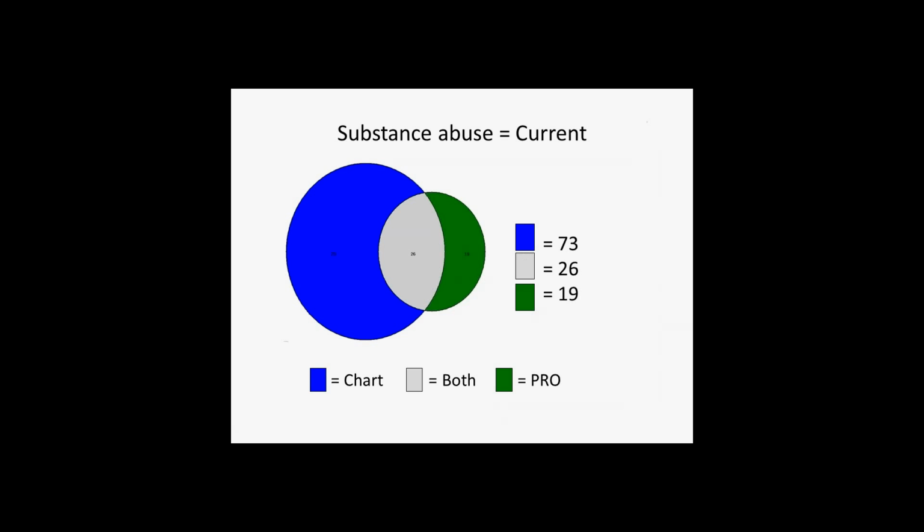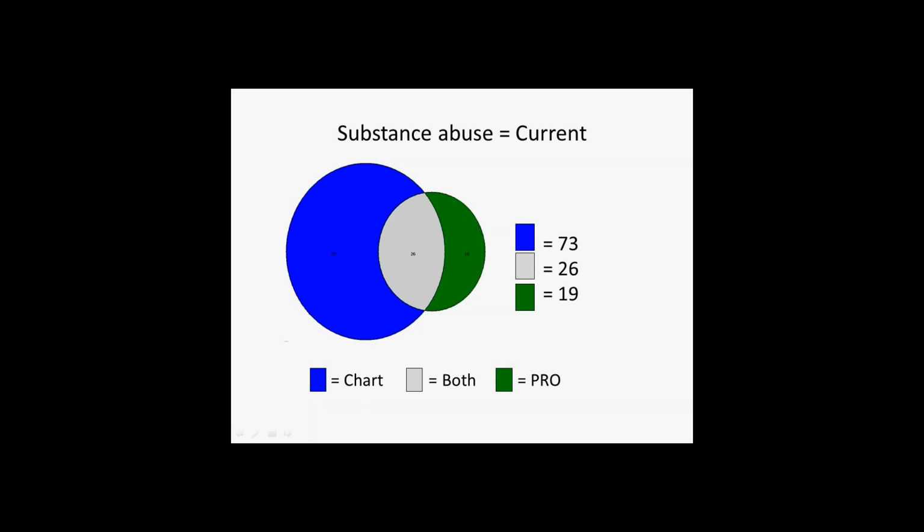Here's a sort of, when we started looking at this concept of what's in your diagnosis list and what patients actually report, look at the overlap in terms of substance abuse. On the chart, these many people in the blue circle actually had substance abuse that was denoted as current in the chart because it was an active diagnosis. But you can see the much smaller universe of patients in green who actually did self-report substance abuse, and the small overlap of those 2 populations.